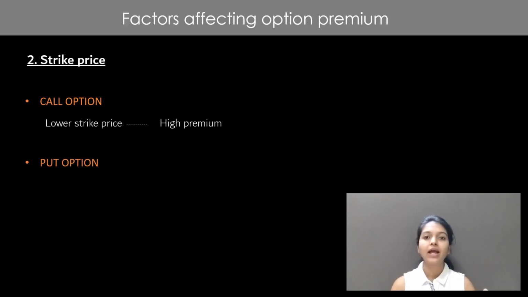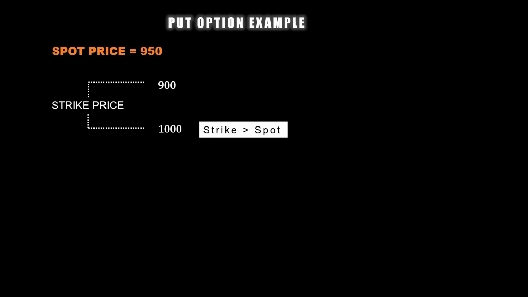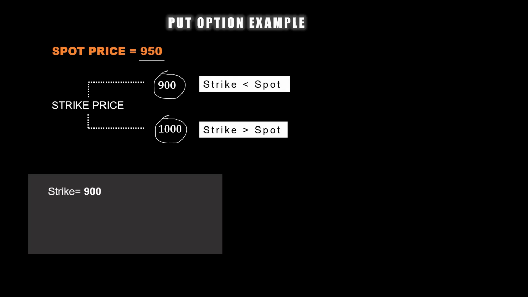For put option, an increase in the strike price will increase the put option's premium. Of course, when the strike is at 1000 and the spot price is 950, then the investor has the option to sell the stock at a higher than market price. But if the strike price chosen is 900, which is lesser than the spot price, demand for a 900 strike will be comparatively less, and so will be the premium.